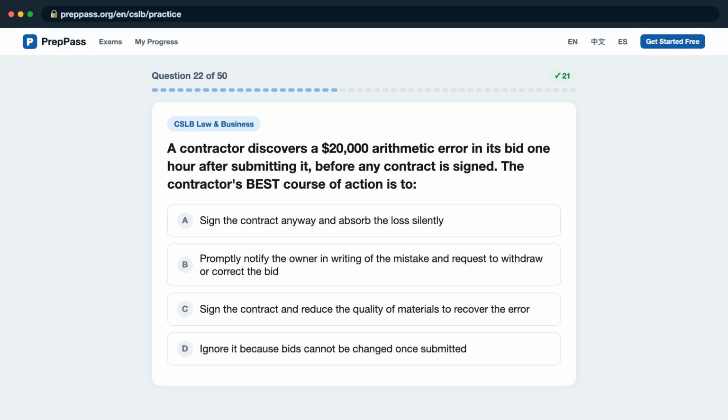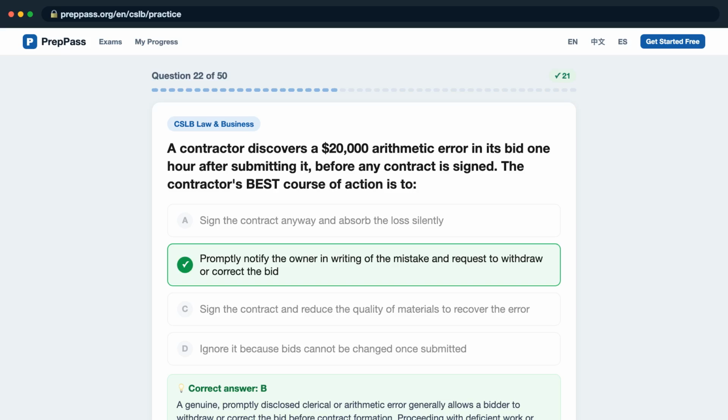Question 22. A contractor discovers a $20,000 arithmetic error in its bid 1 hour after submitting it, before any contract is signed. The contractor's best course of action is to: A. Sign the contract anyway and absorb the loss silently. B. Promptly notify the owner in writing of the mistake and request to withdraw or correct the bid. C. Sign the contract and reduce the quality of materials to recover the error. D. Ignore it because bids cannot be changed once submitted.